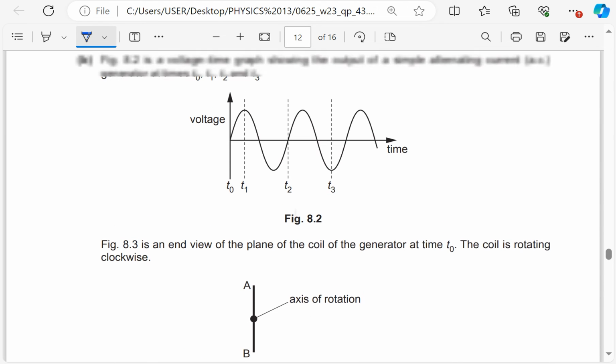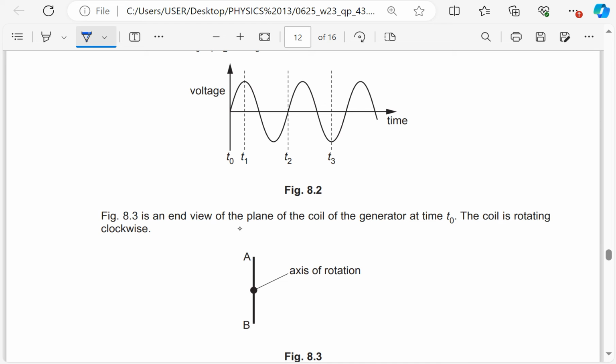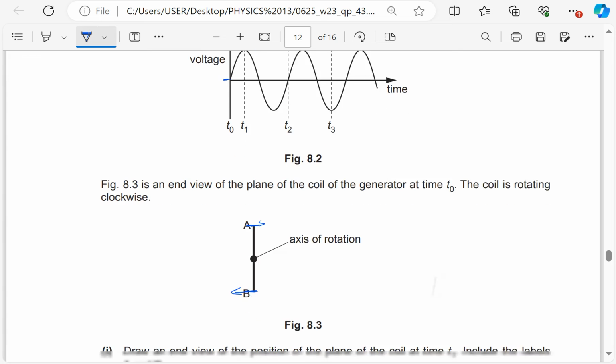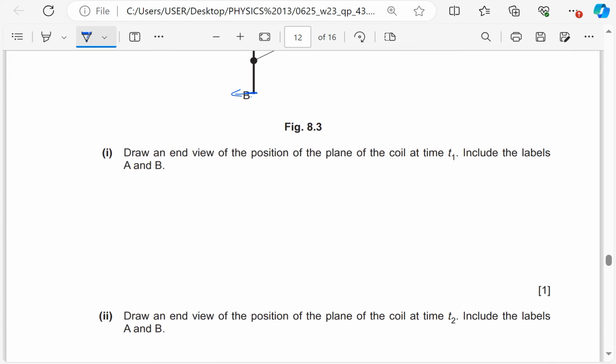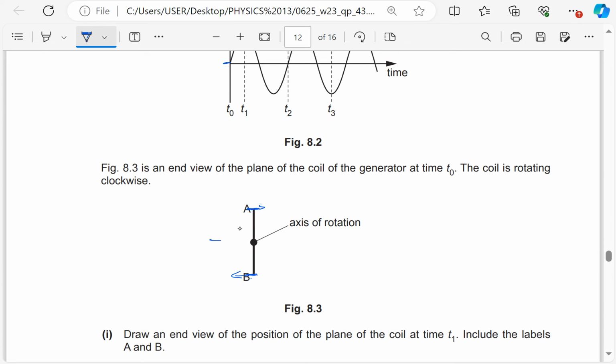So at t equals to 0, we are having a vertical, and we see that the voltage is 0. It means the coil is moving, and A is just moving horizontally, say to the right hand side, and B is moving just horizontally to the left hand side. Then at t equals t1, we see that the voltage is maximum. Voltage is maximum when the coil is just horizontal, like this, where one end of the coil is cutting the field vertically downwards, and the other end is cutting the field vertically upwards.